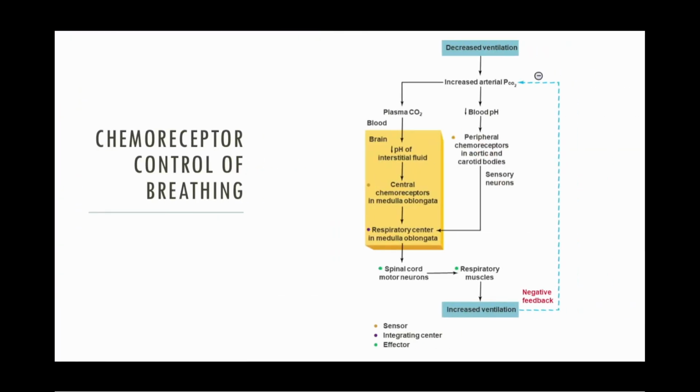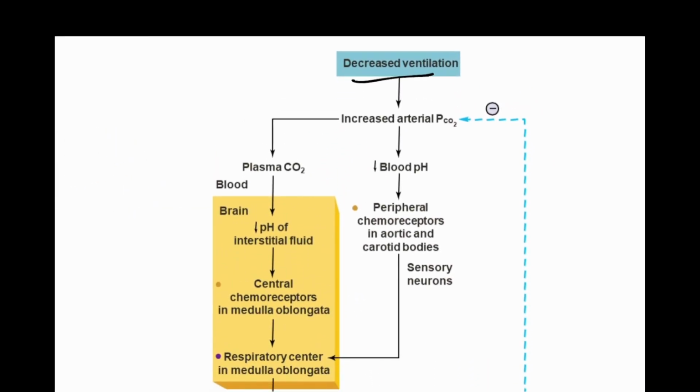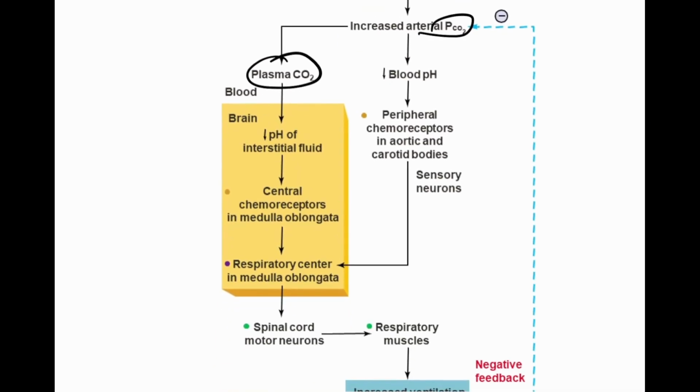So here's the chemoreceptor control of breathing. If we have decreased ventilation, it's going to increase the arterial carbon dioxide levels. This is going to increase our plasma CO2 levels. In the brain, this excess CO2 drops the pH of your fluid. Okay? CO2 is acidic. We're getting a lot of CO2 now. It turns the blood a little bit acidic. It's going to drop it.